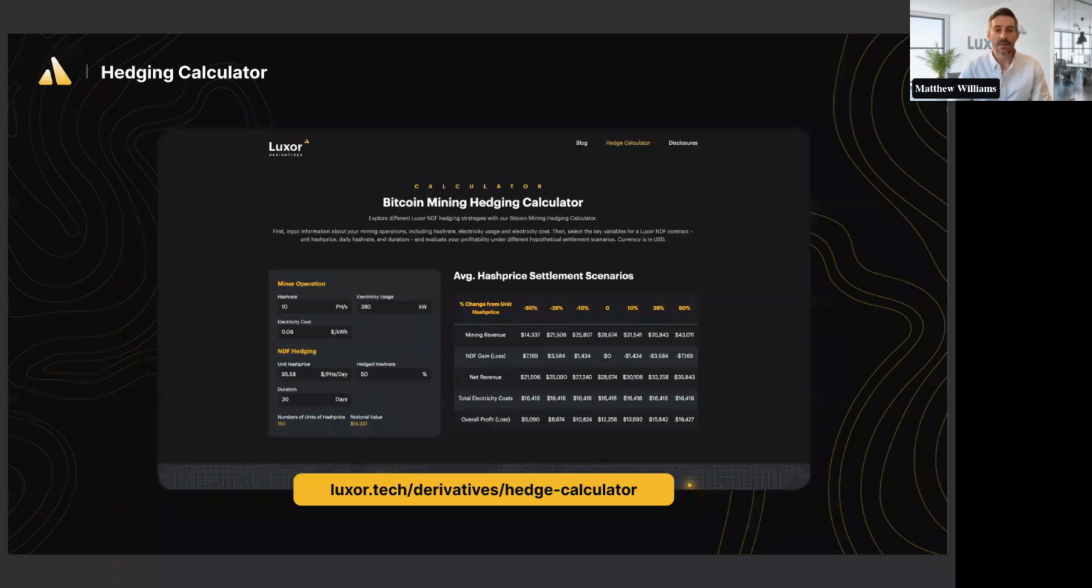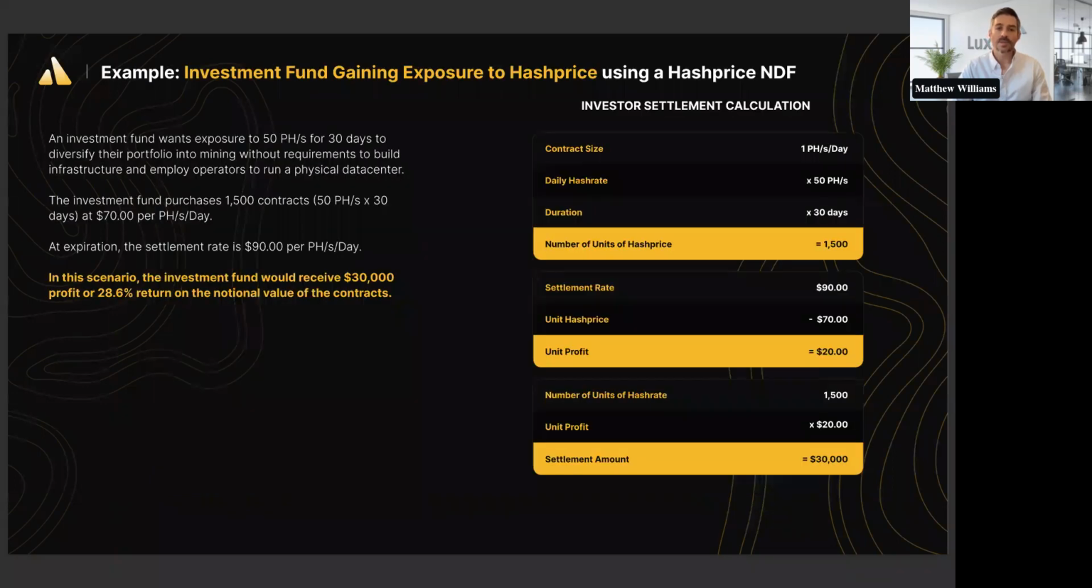Now I'd like to talk you through another use case for these derivatives. We often get asked who will be on the other side of this market. In fact, it's probably one of the number one questions we get. As the Hashprice NDF is designed to be a true hedging instrument for miners, there would logically be more sellers than buyers, as the hedgers are the sellers. So to ensure we have a diverse set of participants in this market, we've spent a lot of time validating that there would be buy-side liquidity.